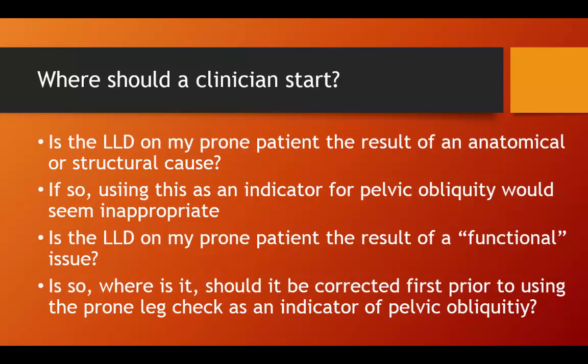So where should a clinician start? Well, is the LLD on my prone patient the result of an anatomical or structural cause? If anatomical, using this as an indicator for pelvic obliquity would seem inappropriate. Is the LLD on my prone patient the result of a functional issue? If functional, where is it? Should it be corrected first prior to using the prone leg check as an indicator of pelvic obliquity?